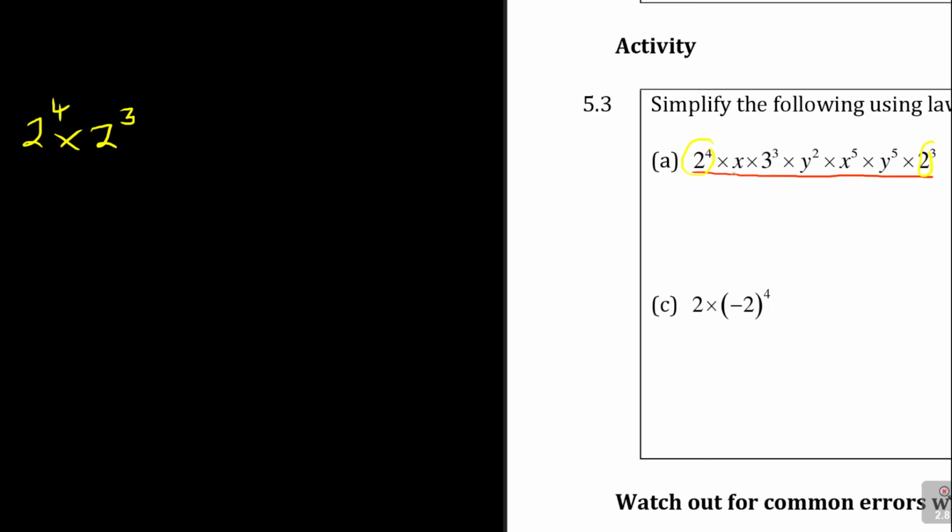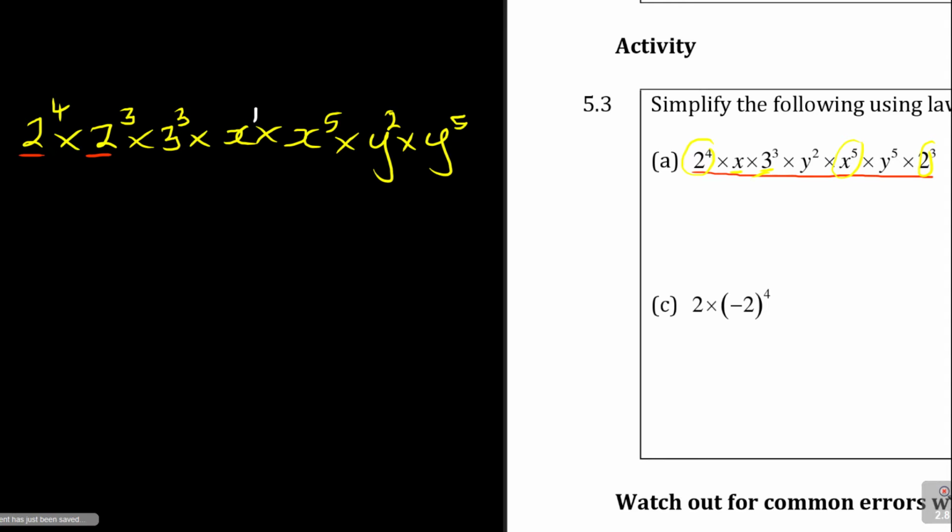Then the next one is 3 to the power of 3, times 3 to the power of 3. Then let's focus on x, times x to the power of 5, and then we can focus on y squared, times y to the power of 5. So we have got this. I started with the numbers and then the letters. Now if you are not given any power, you must know there is a hidden 1. Any number is to the power 1. Unless you are given the power, assume that it is 1. Then we can apply the law here.